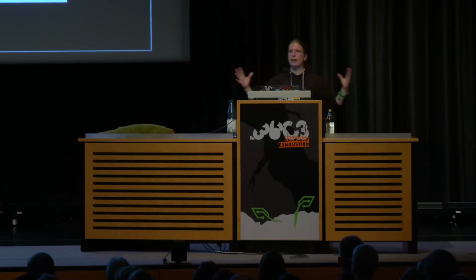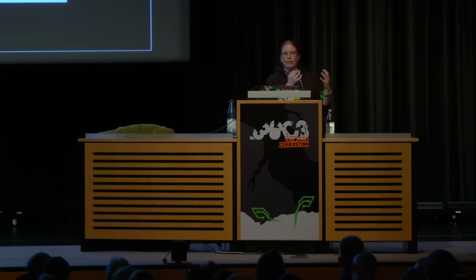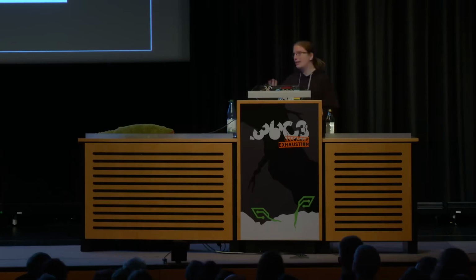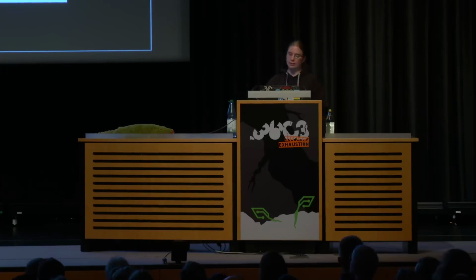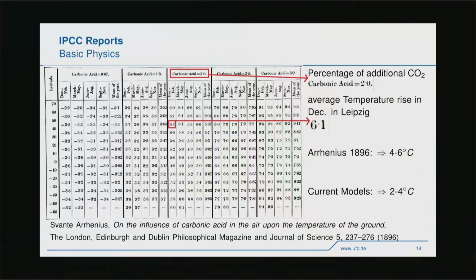So it is not just the average temperature that is the only interesting knowledge we get. So Arrhenius said something like, the temperature in case of carbon acid doubled would be around 4 to 6 degrees, and the current models predict something like an increase of 2 to 4 degrees for that scenario. So there's maybe an overlap already with that simple model from back then.